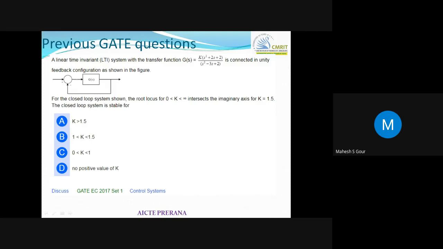Okay. So what is given? I think till here it is clear, right? The open loop transfer function is given. Unity feedback means H of s is 1, right? So for a closed loop system, you are checking whether the closed loop system is stable or not from the open loop transfer function. The root locus varies as your k varies from 0 to infinity. It intersects the imaginary axis, which means when you draw the root locus, it is touching the imaginary axis like this, here and here, two sides, for k equal to 1.5. Now, the closed loop system is stable for what?